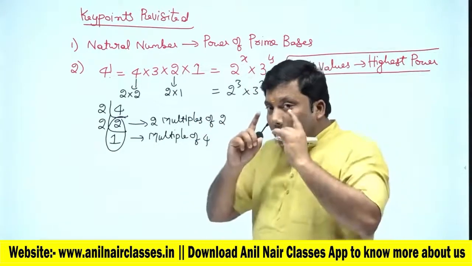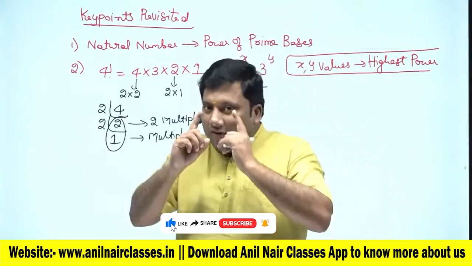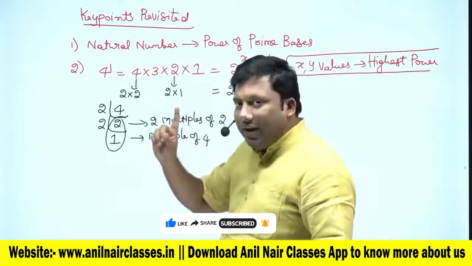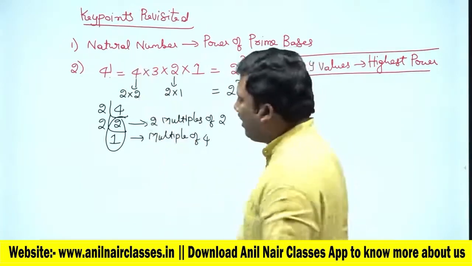I hope it is clear. Please make a note in your notebook. Every factorial will have all the prime numbers from 1 to n if n factorial is given in the question.